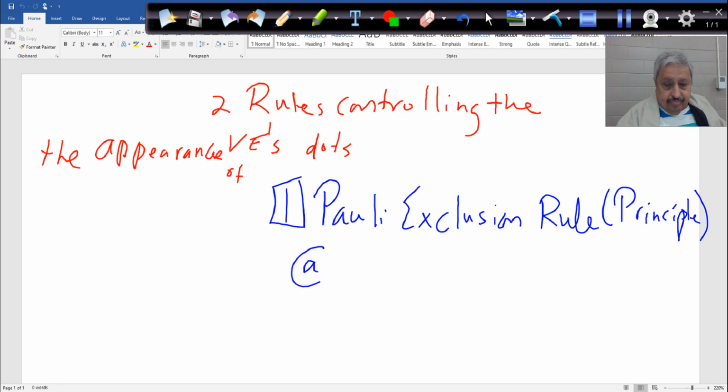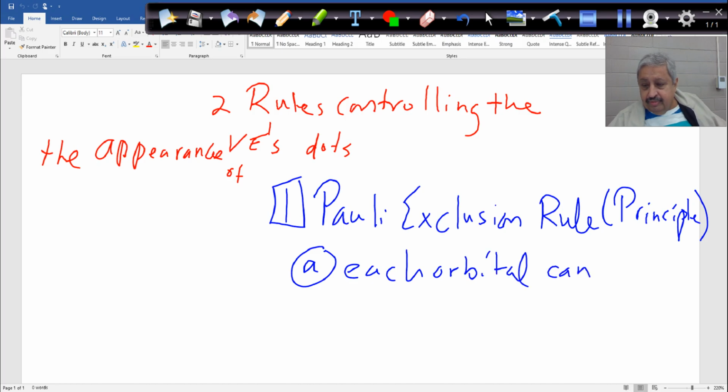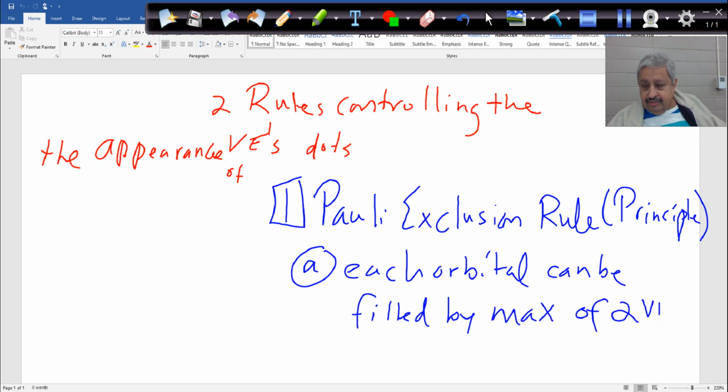So each orbital can be filled by a max of 2 VEs. Okay? This is number 1. Number 2, they have to be filled with opposite spin. When they spin differently.